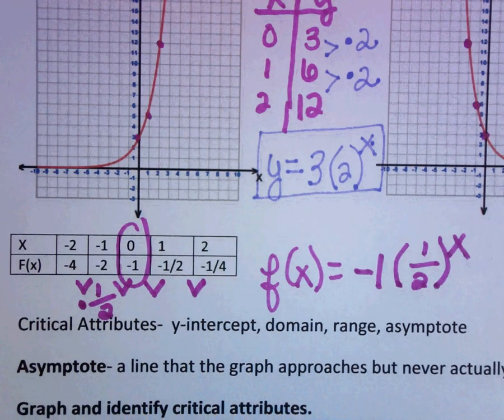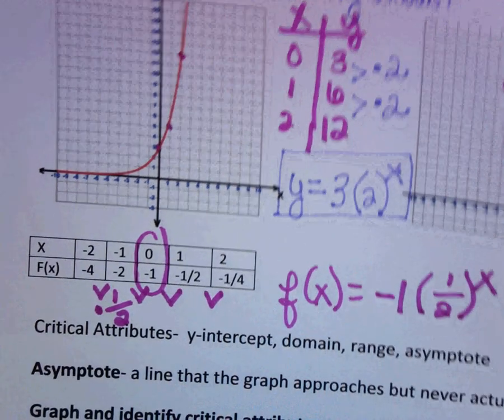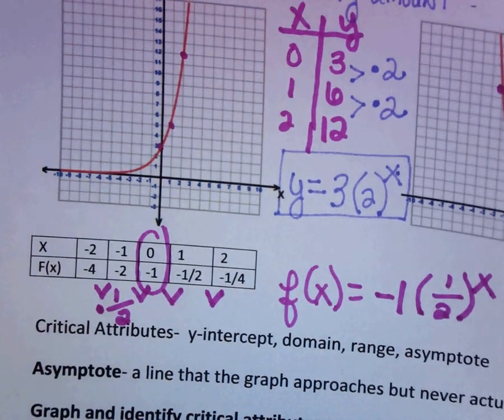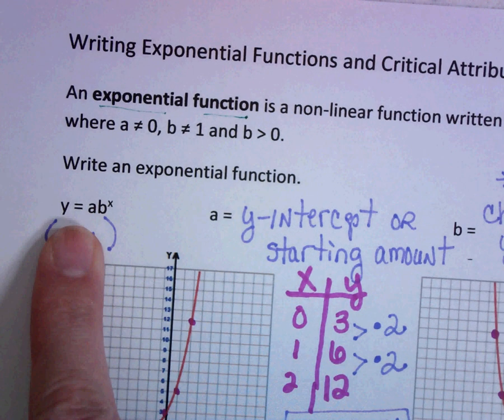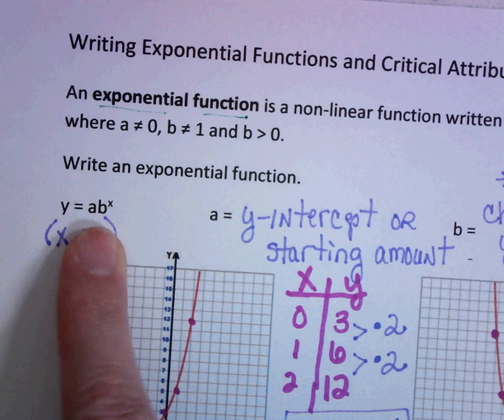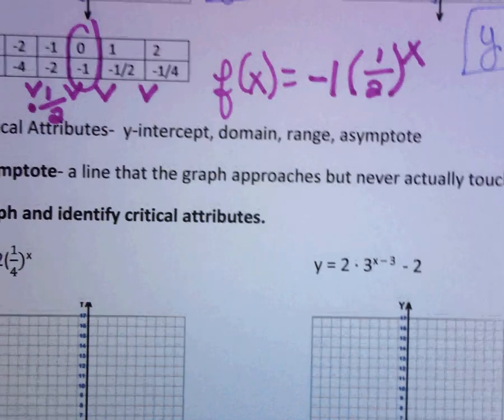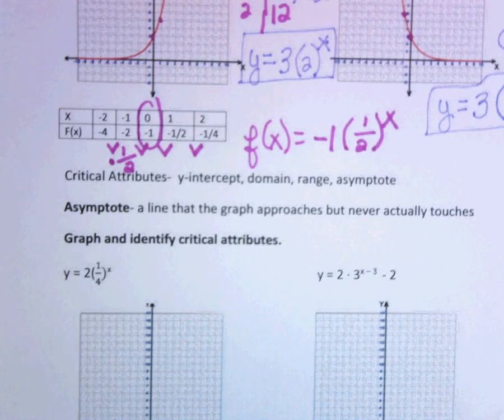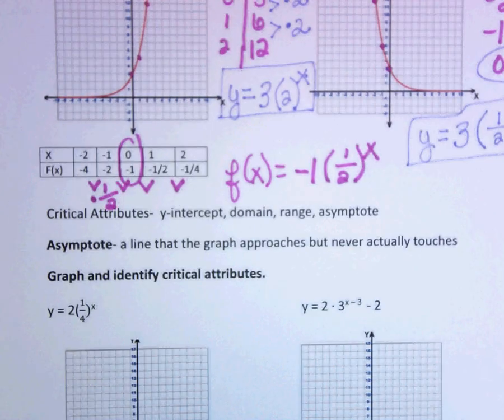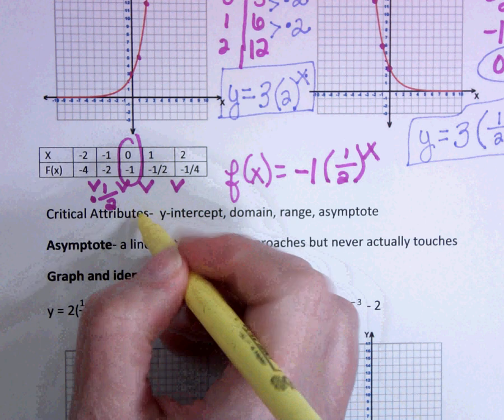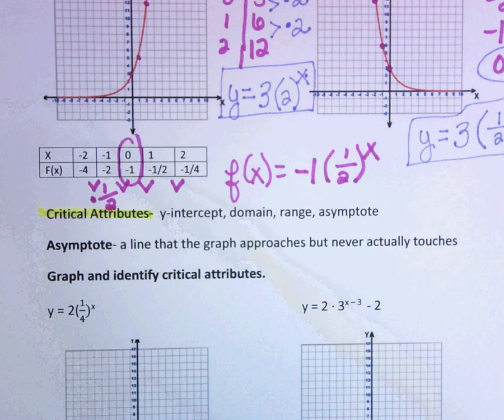Okay, so let's talk about now, that's writing from a graph, from a table. Hopefully now we know that the a value is our y-intercept, b is the pattern or the change between consecutive y values. Okay, so let's look at now the critical attributes. Most of the critical attributes you should already be familiar with: y-intercept, domain, and range.